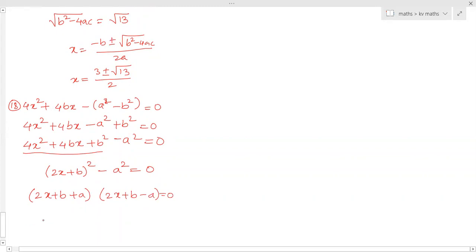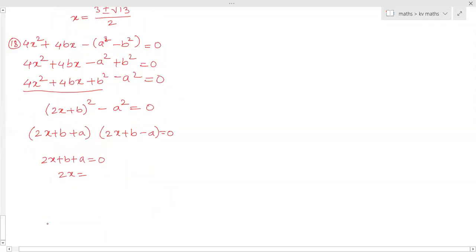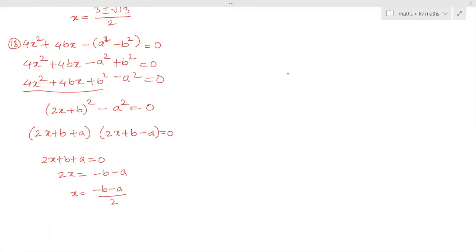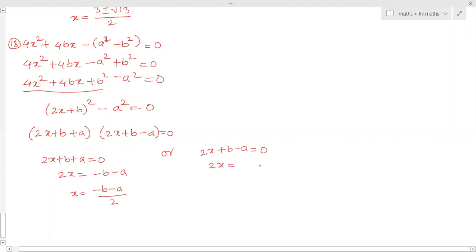2x plus b plus a is equal to 0, so 2x is equal to minus b minus a. So x is equal to minus b minus a by 2, or 2x plus b minus a is equal to 0, 2x is equal to a minus b, x is equal to a minus b by 2. So these are the two values of x.